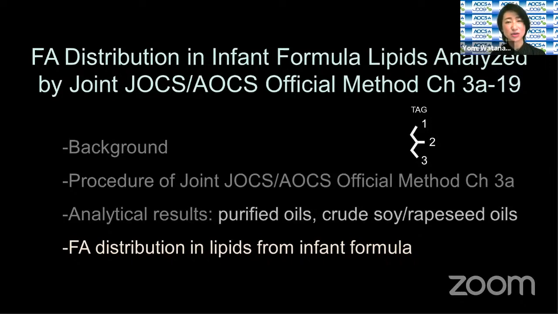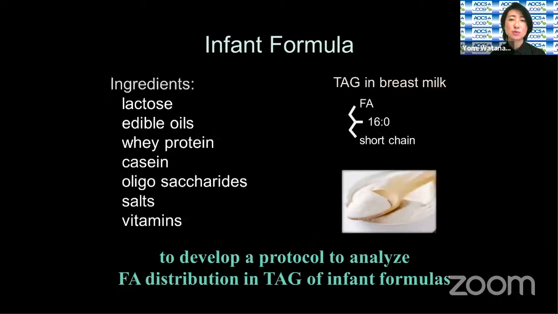Finally, the fatty acid distribution in lipids extracted from milk from infant formulas was analyzed by the official method. Human milk fat is one of the most complex foods known and arguably the most important food on the planet. Thus, by necessity, infant formulas are some of the most complex food matrices human efforts can design. Infant formula is a complex mixture of sugars, edible oils, proteins, salts, and vitamins, mimicking breast milk. To make lipids for infant formula, several animal fats and vegetable oils are often blended and interesterified.